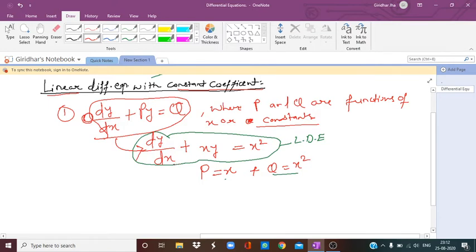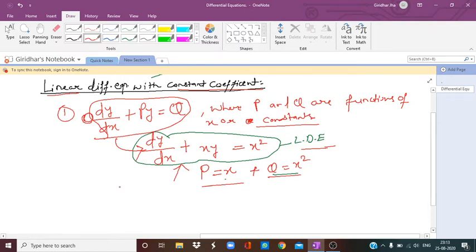As I told you, we are not able to use variable separable directly in this equation, as well as homogeneity, because dy by dx equals x square minus xy will come. So what is the next? First we have to understand this is in the form of LDE, linear differential equation. We came to know p is x and q is x square. So its solution is designed here.